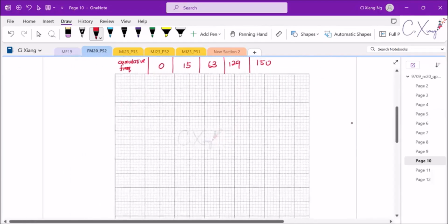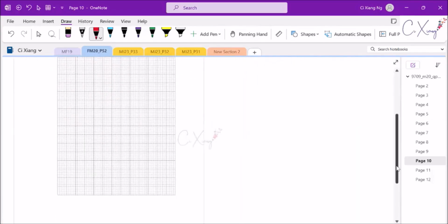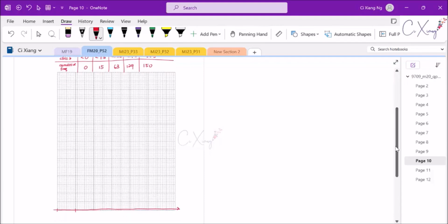Okay, so you need to choose a scale that can fit inside the graph paper provided. For the upper class boundary, the values go from 0 until 30.5. So what I want to do is make it start from 0 here. Then every single 2 cm will be 5, 10, 15, 20, 25, then 30. And it is enough for me to put in 30.5. So I need to label it: this is the length in cm.